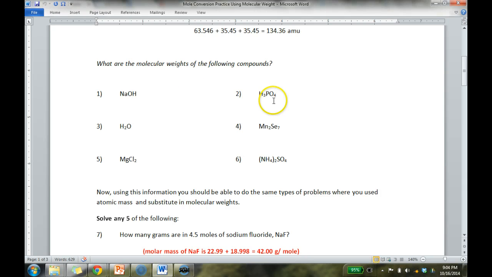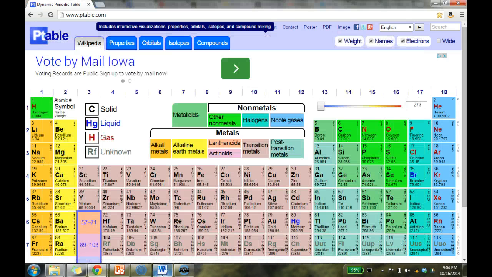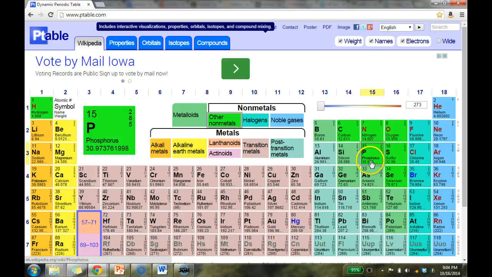We're going to do the same thing with all of these compounds. The only difference with number 2 would be we're going to take that 1.008 and multiply it by 3. We're going to add that product to the mass of phosphorus. So then I go back to my periodic table. Here's phosphorus, 30.97. Add that to my 1.008 times 3.